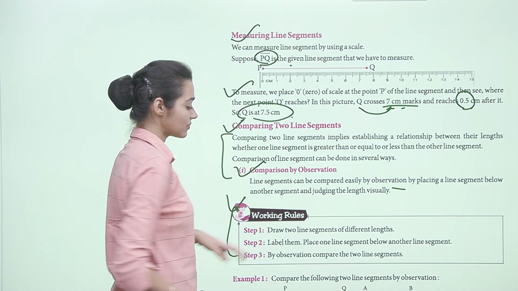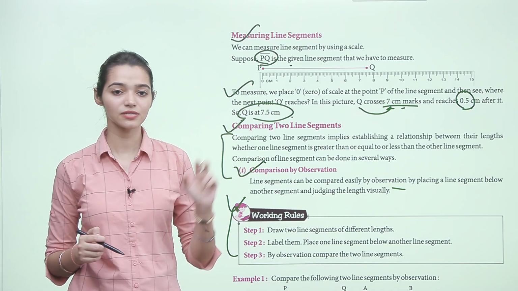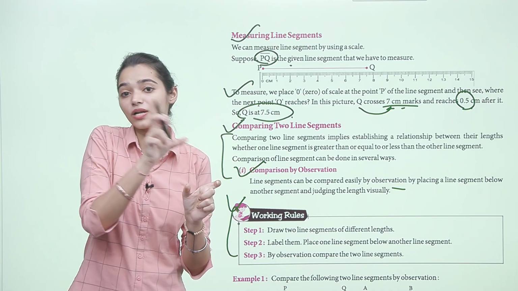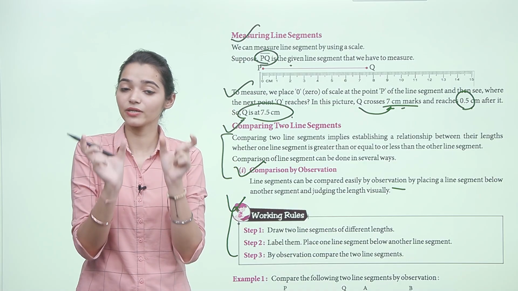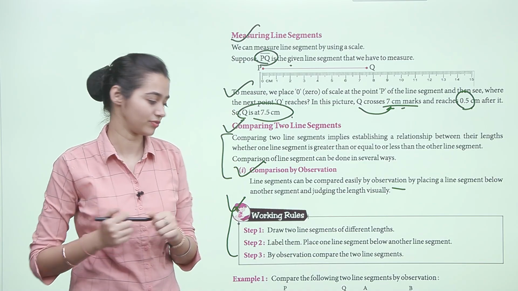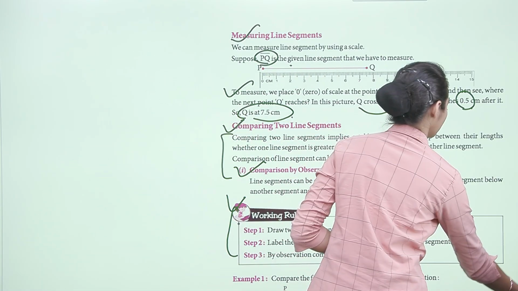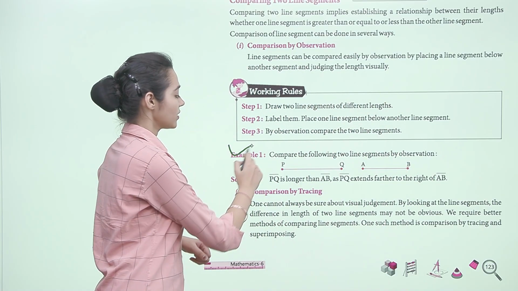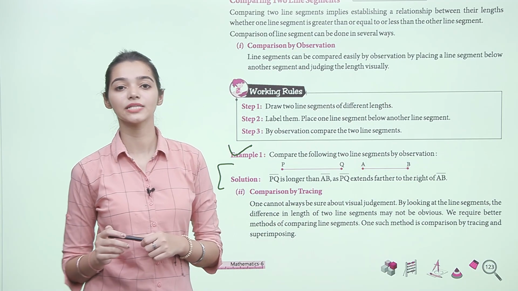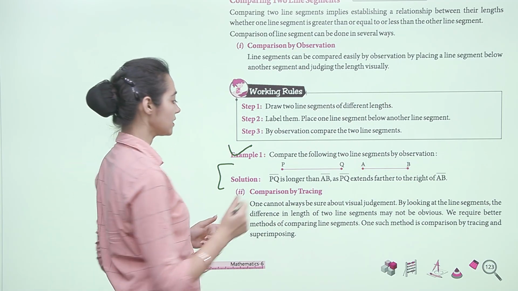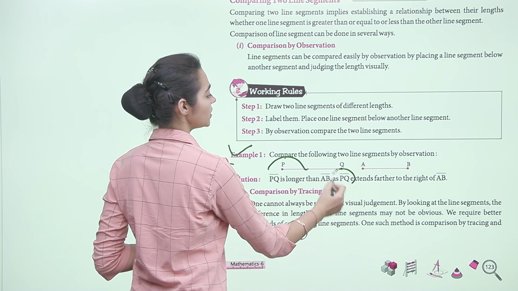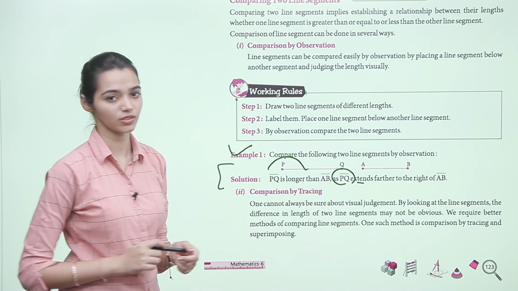Now the working rules are simple. In step 1, we will draw two line segments, we will label them, then we will place one line segment just below the other line segment and by observation we can compare both of these. For example, here we have to compare the two line segments by observation. So we can see that PQ is longer than AB, so PQ extends farther to the right of AB.